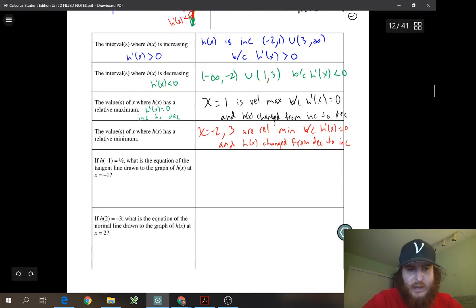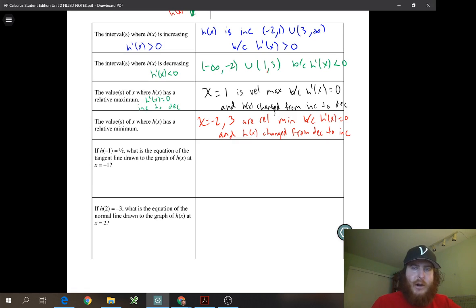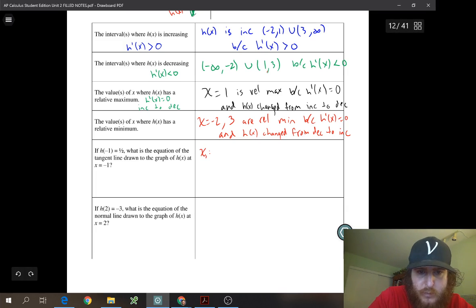Okay, so our very last thing would be our tangent lines and our secant lines. So if h of -1 was 1/2, what is the equation of our tangent line? So I'm going to say our x1 is -1, right? There's our x1. Our y1 is 1/2, right? Because h of -1. And to get our slope, how do we get our slope? We take our x1, our -1, and we plug it into the derivative, right? This is always the original, like f of x or h of x. This is always the derivative, f prime of x or h prime of x.